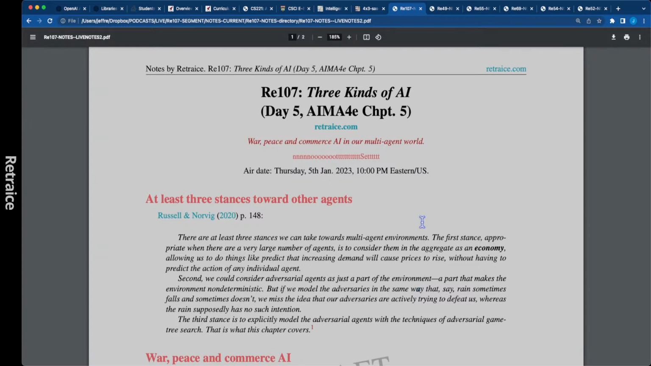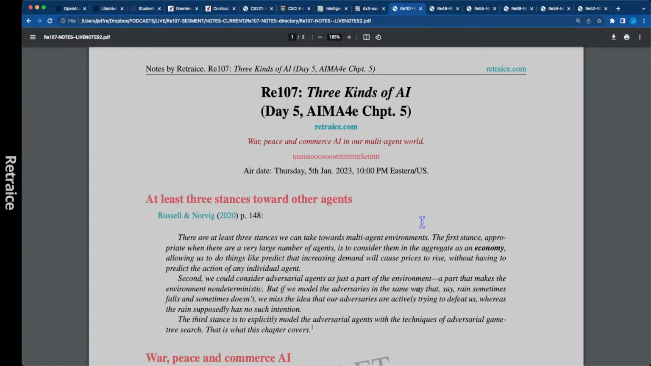Second, we could consider adversarial agents as just a part of the environment, a part that makes the environment non-deterministic. But if we model the adversaries in the same way that, say, rain sometimes falls and sometimes doesn't, we miss the idea that our adversaries are actively trying to defeat us, whereas the rain supposedly has no such intention. The third stance is to explicitly model the adversarial agents with the techniques of adversarial game tree search. That is what this chapter covers. Okay?